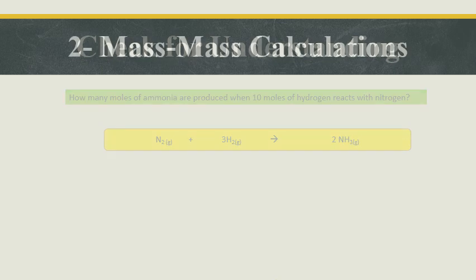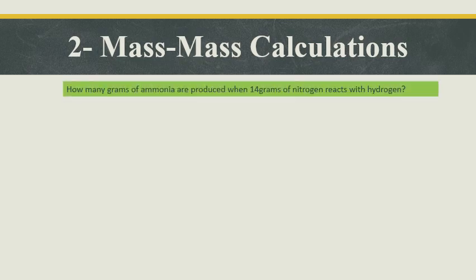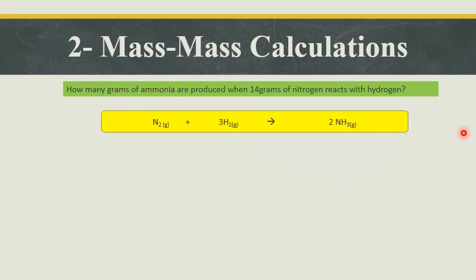Okay, so the next one is mass to mass calculation or conversion. The same question, but the number is different and the unit is different. How many grams of ammonia are produced when 14 grams of nitrogen reacts with the hydrogen? The same equation, the same reaction. So let us write the equation first. As we have seen before, nitrogen plus hydrogen gives you ammonia, and the coefficients are 1, 3, and 2, which makes this a balanced chemical equation.